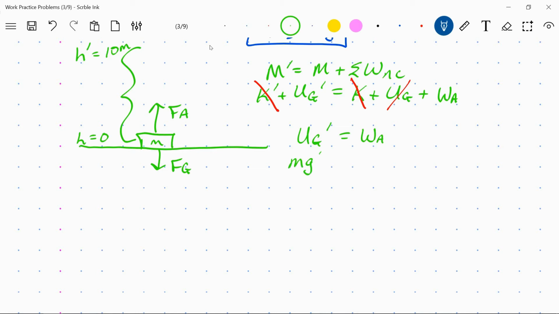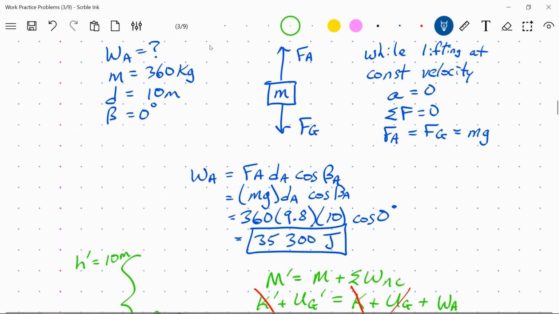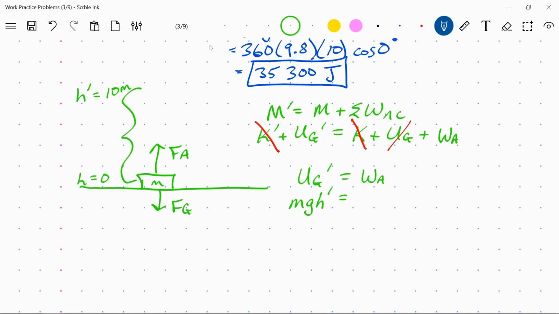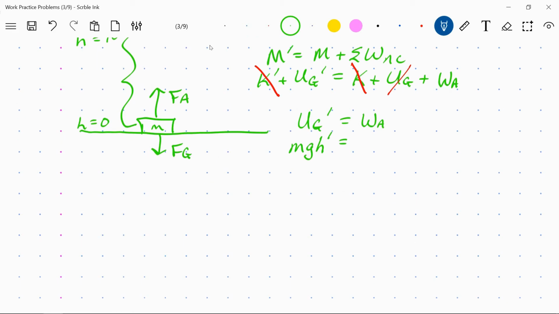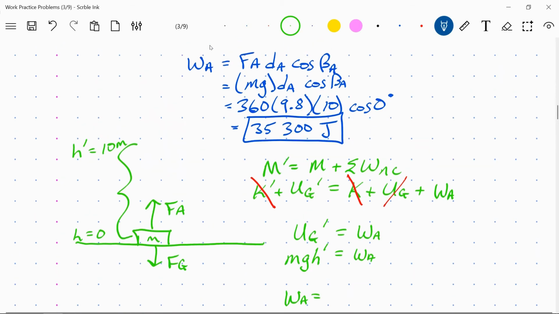Okay, finishing this off, mg height prime equal to, and resist the temptation of saying force times distance here, because don't forget that it is very much the work that we're trying to find. The work done by the applied force is the unknown here, so don't sub in a force times distance. That would be counterproductive right now. It's just the work done by the applied force. So the work done by the applied force is equal to mg height prime.